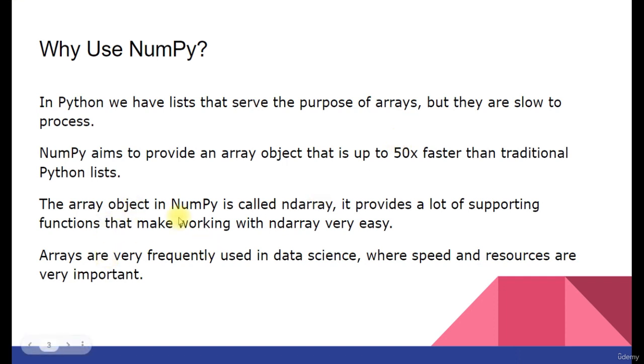Now the array object in NumPy is called ndarray. This is the key data structure that we are going to use, and it provides a lot of supporting functions that make working with NumPy arrays very easy. Arrays are very frequently used in data science where speed and resources are very important. For example, if you're working with a huge data set in a data science or ML project, then using NumPy arrays compared to the traditional Python lists will save you a lot of time and resources, and it makes your work very efficient. So this is where we use NumPy. I hope you are getting the point.